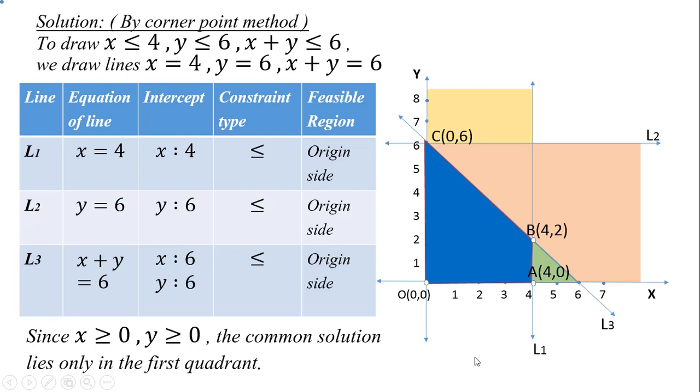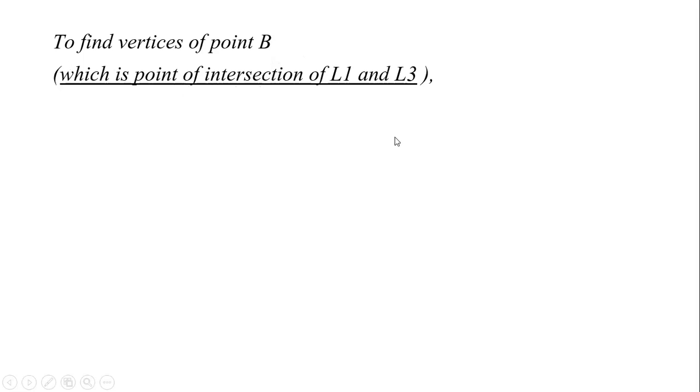Now let us move to the next slide. In this slide, the important things are this table and this graph. You have to plot the graph properly and find the coordinates of the intersection or corner points of the feasible region, that is the common solution set. Now to find the vertices of point B, which is the point of intersection of L1 and L3, we solve the equations of L1 and L3. We have solved these two equations in the previous slide, but you have to write it in your notebook.